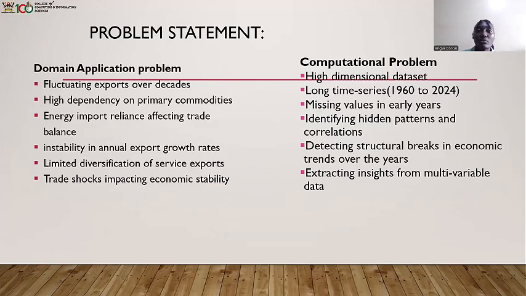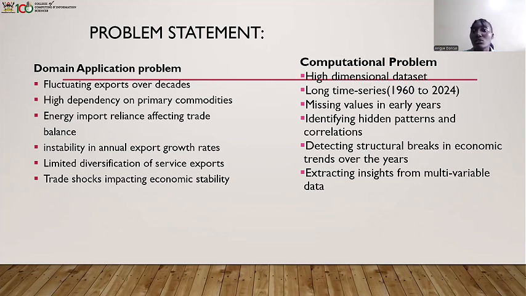So we divided our problem into two categories. We have the domain application problem and the computational problem. We have these points under the domain application problem, including fluctuating exports over decades. We have instability in annual export growth rates. We have trade shocks impacting economic stability.